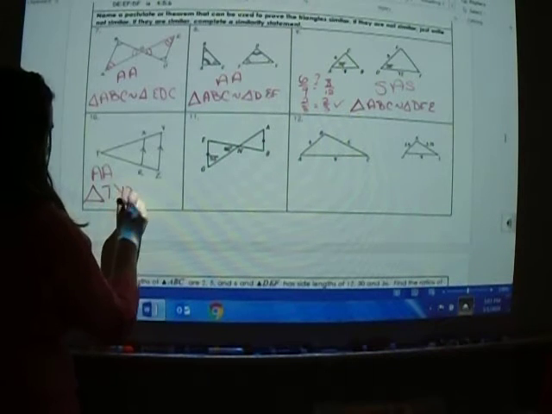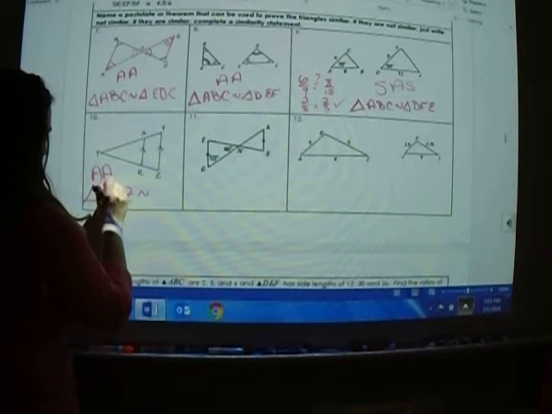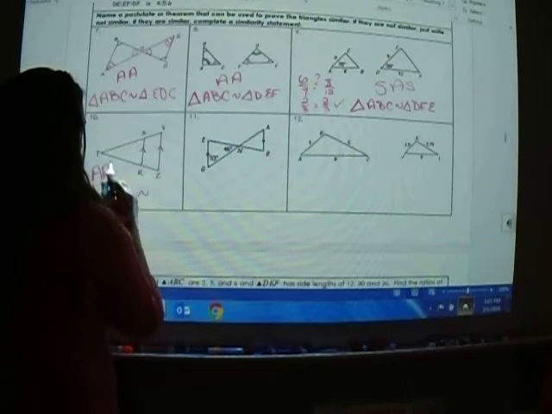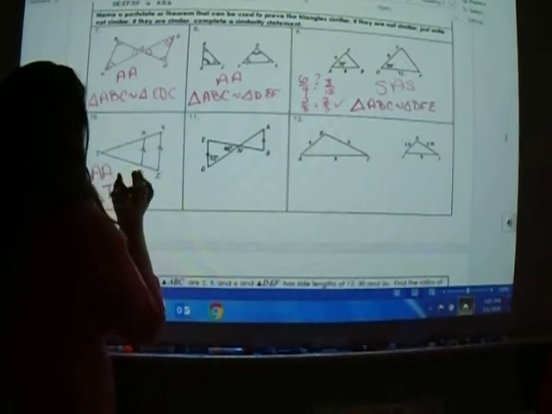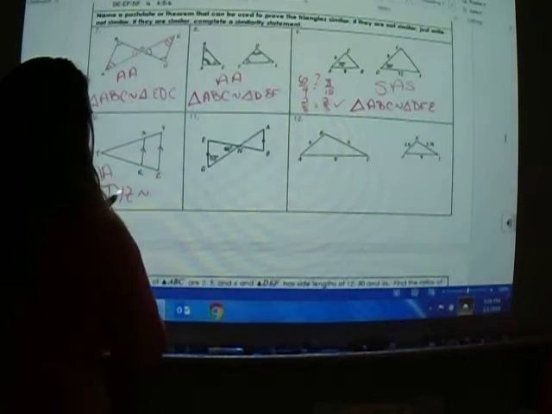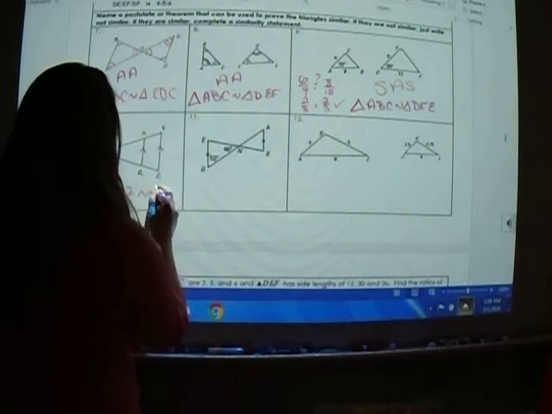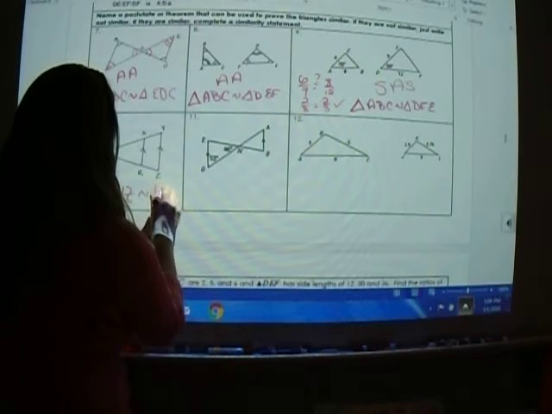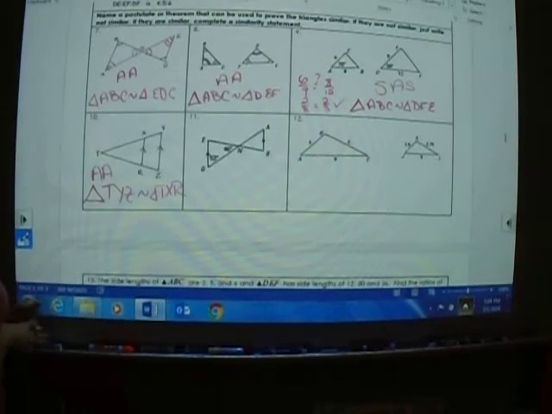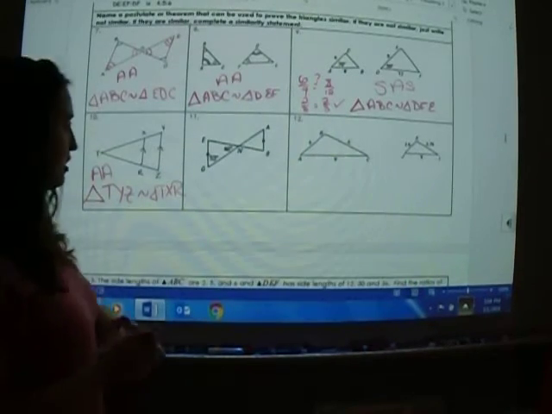So we end up with triangle TYZ. I'm going to do the big one first, you can do whatever. Triangle TYZ is similar to triangle TSR. Okay? So there we go.